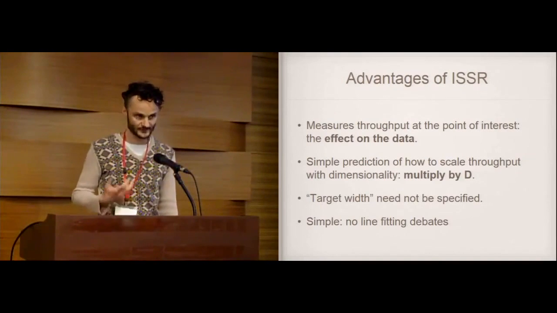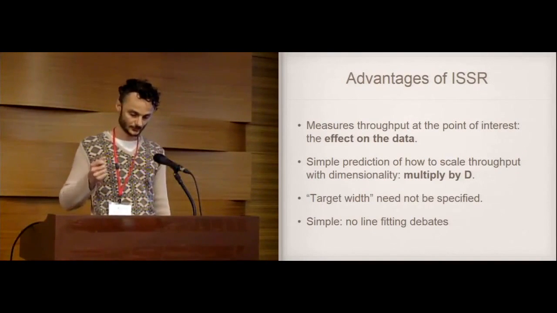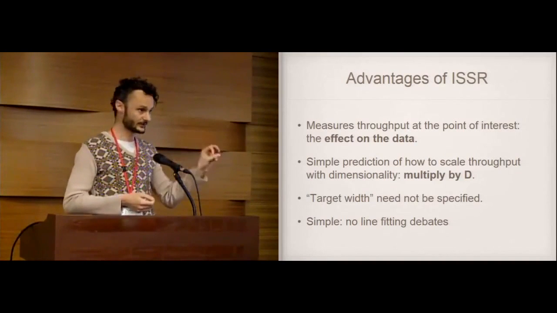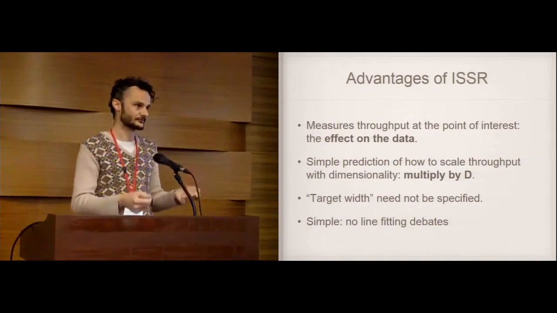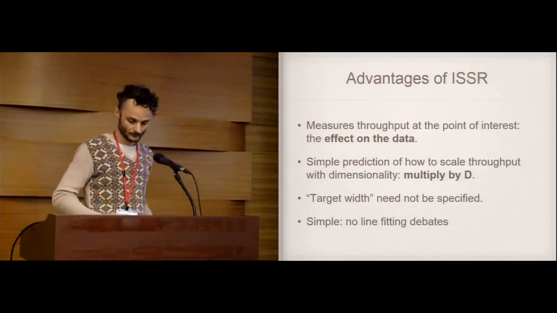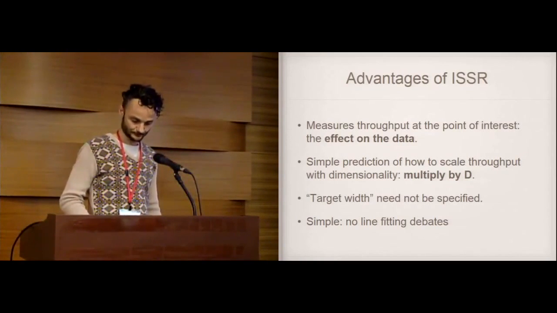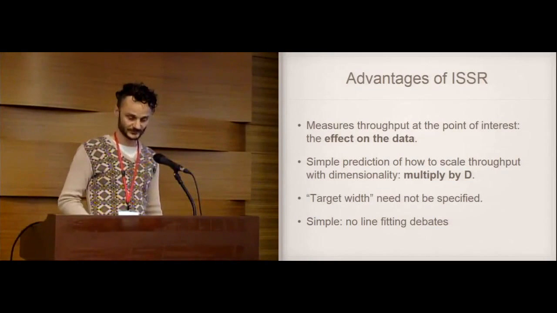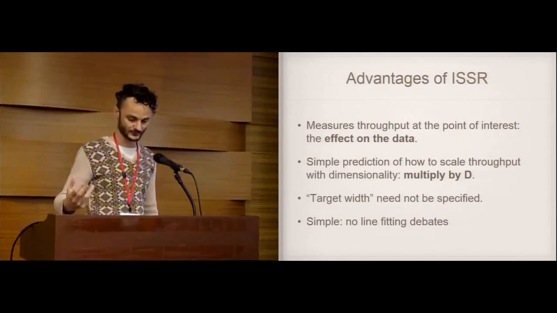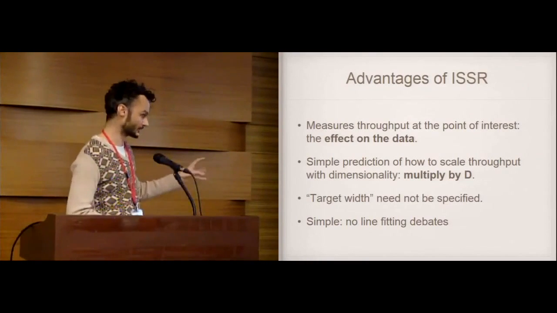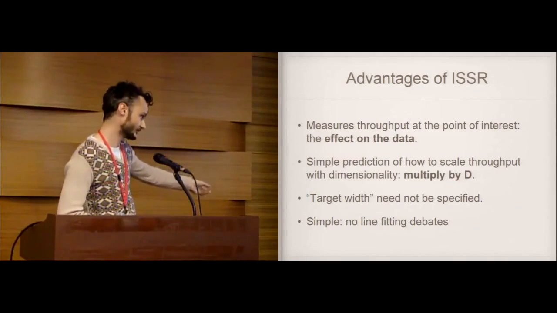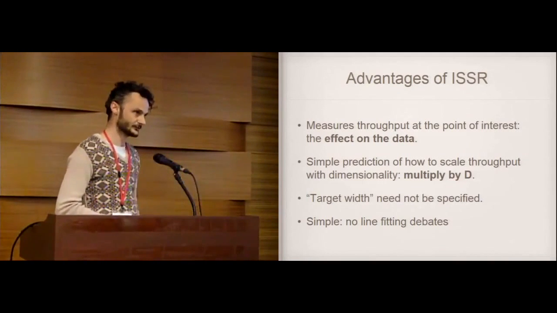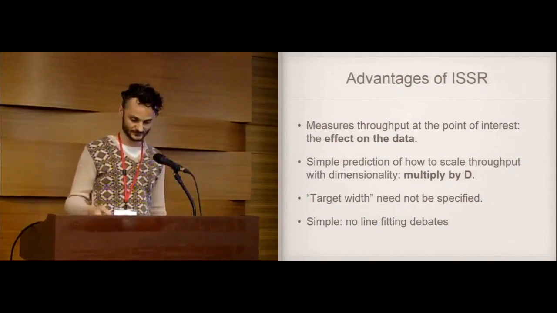So the advantages of this approach are that you're measuring throughput at the actual point of interest. So you're measuring how much information has gone into the data itself, how much you've reduced the search space. And it also gives you a simple prediction of how to scale throughput with dimensionality. You just multiply it by the number of dimensions, and that's how the difficulty scales. You don't have to specify a target width, and you don't have to fit any lines or debate over which formula to use.